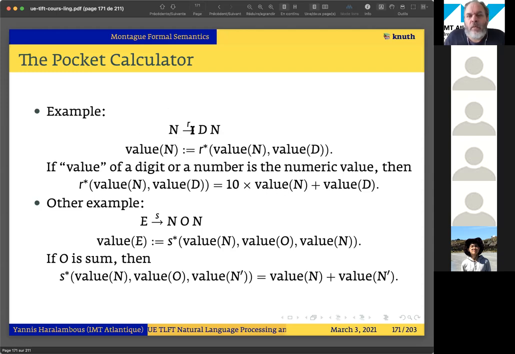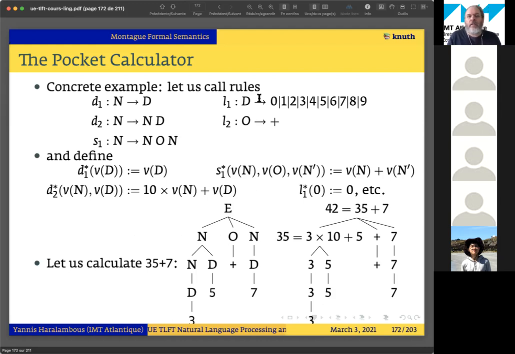How do I calculate the value attached to this expression? I take the value of this part, multiply it by 10, and then I take the value of this part and add it to the other one. So R star, the one that goes the other way around, of the value of N and the value of D will be 10 times the value of N plus the value of D. So you see, for this syntax rule, you get this semantic rule. And this is how it works.